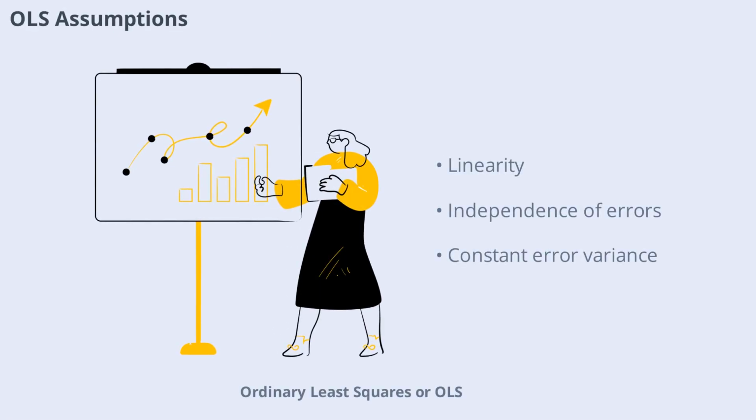Ordinary least squares, or OLS, linear regression relies on several key assumptions. First, it assumes a linear relationship between features and the target. Second, the errors should be independent of each other. Third, the variance of errors, known as homoscedasticity, should be constant across all levels of the independent variables. Lastly, the errors should be normally distributed.